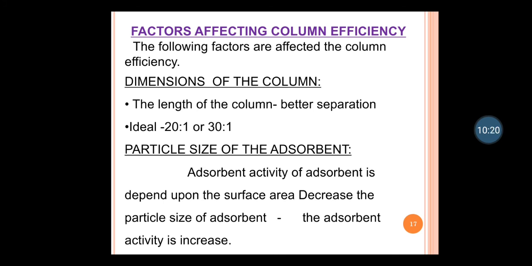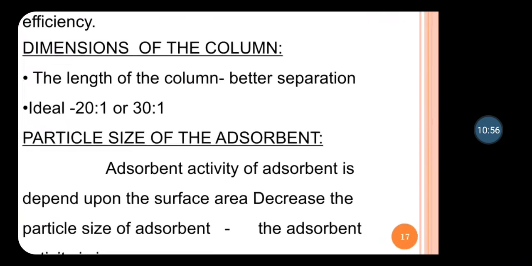The next topic is factors affecting the column efficiency. The following factors affect the column efficiency. Dimension of the column: the length of the column plays an important role. If you increase the length of the column and reduce the diameter, the separation efficiency will increase. The next factor is particle size. The particle size also plays an important role. If you reduce the particle size, the separation efficiency will increase.